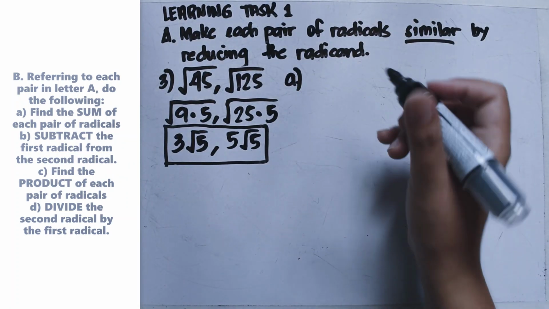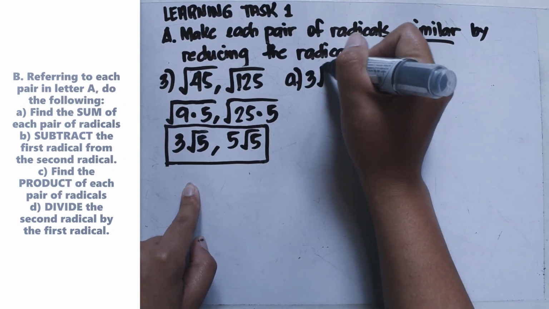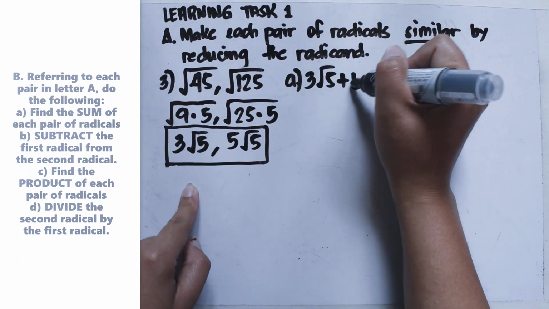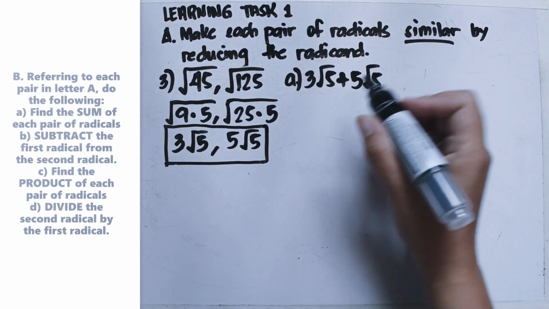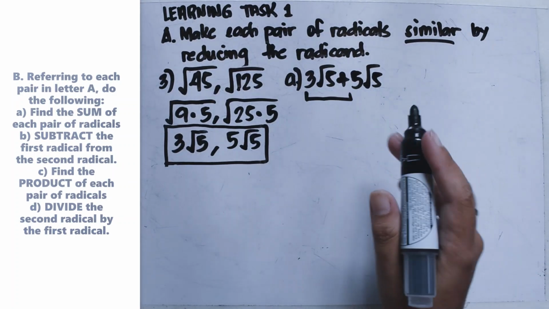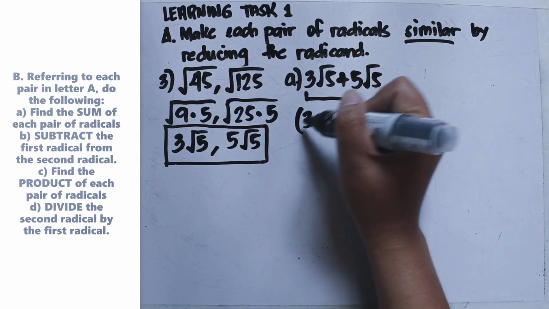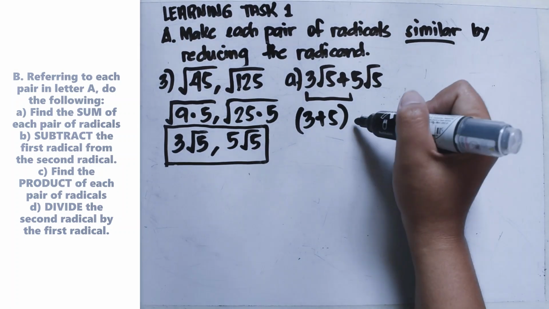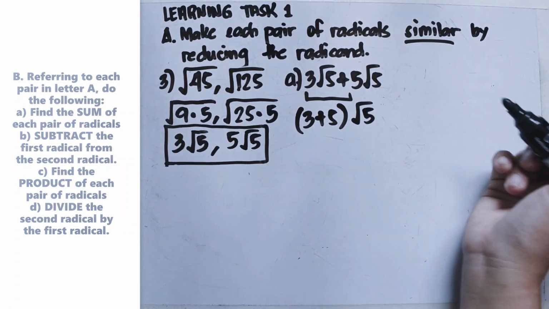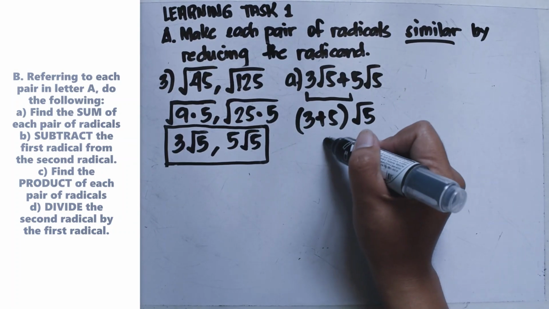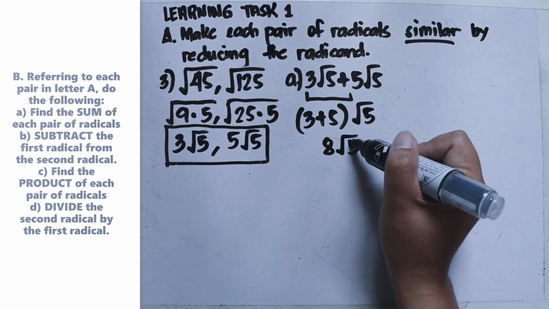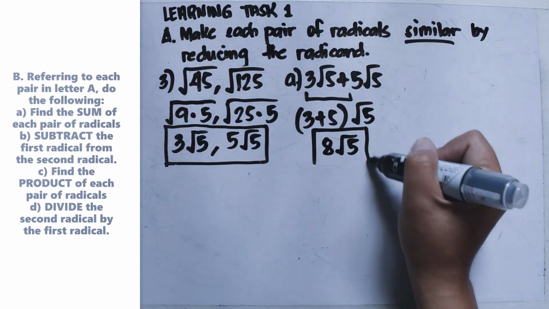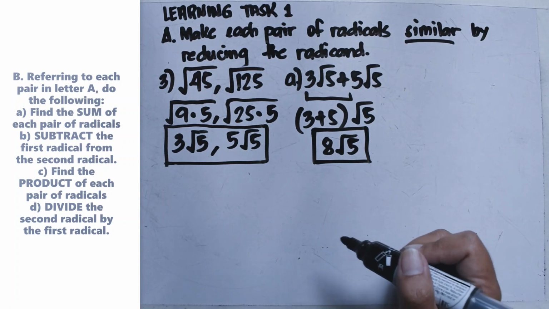In letter A, let's find the sum. So, we have 3 square root of 5 plus 5 square root of 5. We are just repeating ourselves. Of course, we add their numerical coefficients. So, we have 3 plus 5, and then just copy the same radical, square root of 5. So, 3 plus 5 is 8, and copy the radical. So we have 8 square root of 5. So that is the final answer in letter A.